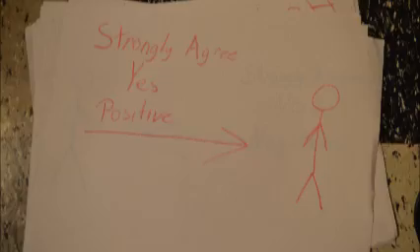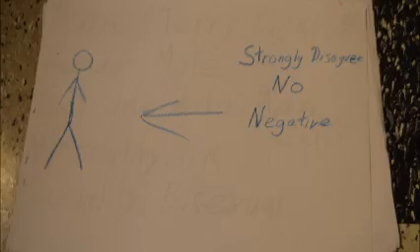For the next activity, you will need an open space like the gym if your classroom cannot accommodate. This activity is called continuum. The continuum is an imaginary line with one end representing the response, strongly agree, yes, positive, and the other, strongly disagree, no, negative.